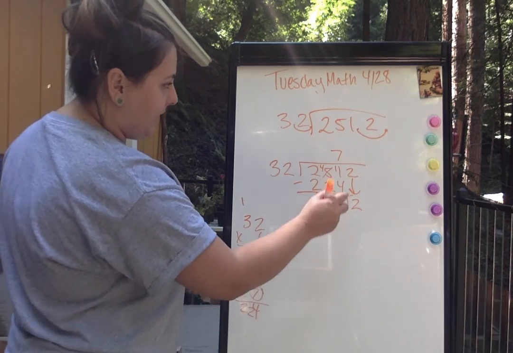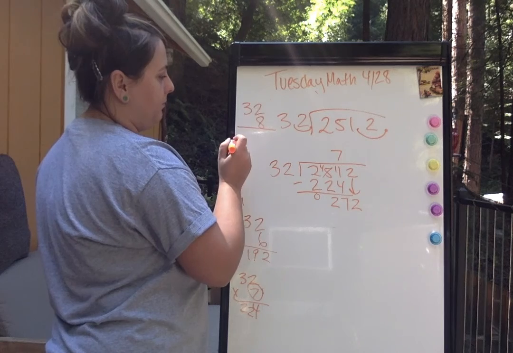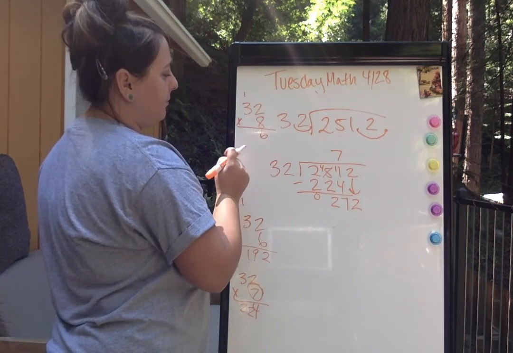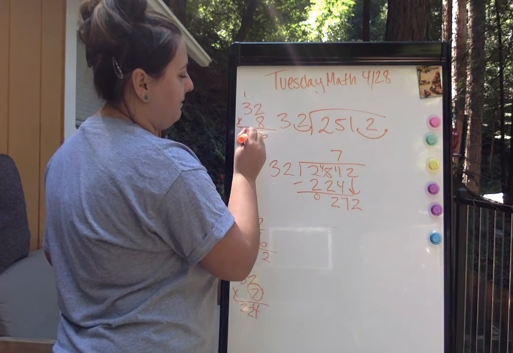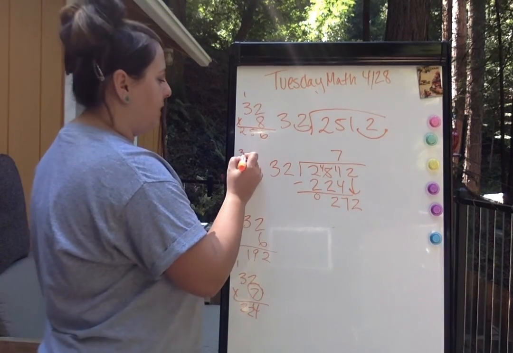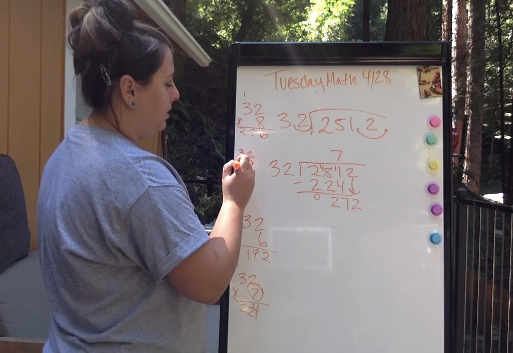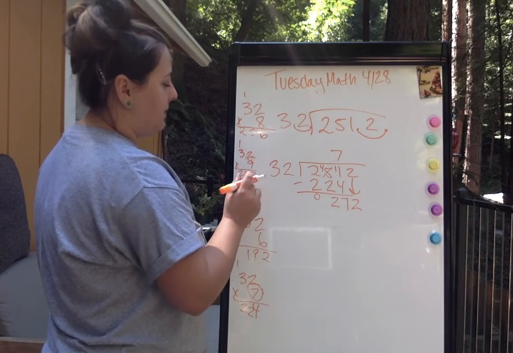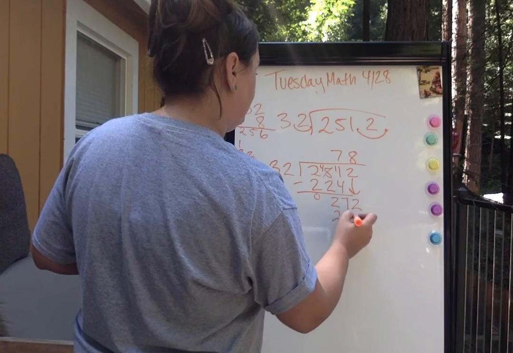So let's try 32 times 8. Let's just see. That's going to be 16. And 3 times 8 is 24, 25. Okay, so that's 256. Pretty close. I'm just going to try 32 times 9 just to be sure. 27, 28. Okay, so that's too much. So we know it's going to be 8. And that's going to give us 256.